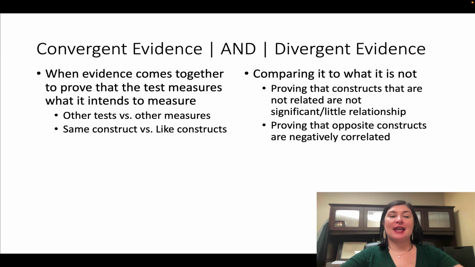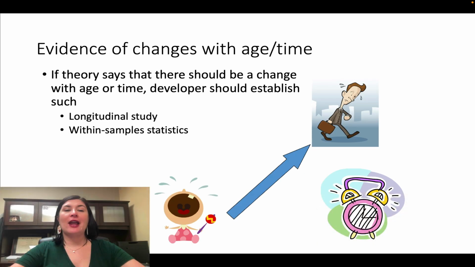When evidence comes together to prove that the test measures what it intends to measure, we're looking at other tests versus other measures, or same constructs versus like constructs. We're comparing it to what it is not, proving that the constructs that are not related are not significant or have little relationship. And we're proving that the opposite constructs are negatively correlated to show that it's actually measuring its opposite.